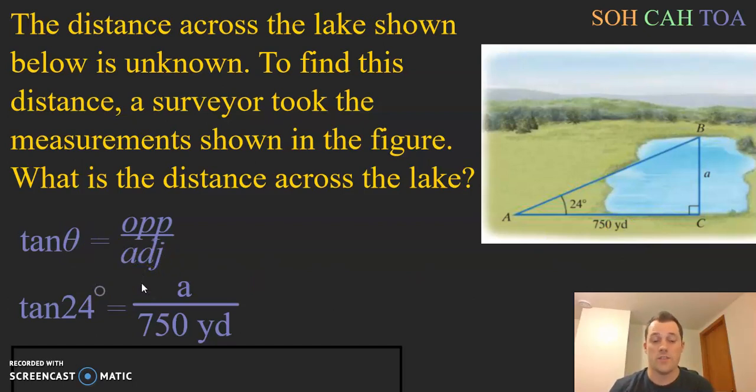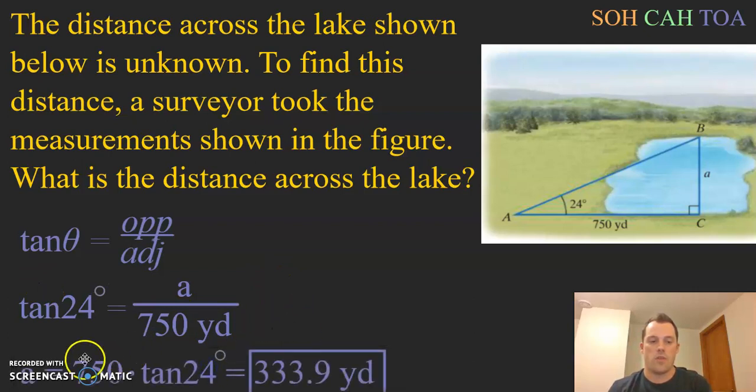And now we go ahead and solve for A. So at this point, we want to get rid of 750. We're going to multiply both sides by 750, so it cancels on the right side. So we end up with A equals tangent of 24 degrees times 750. And once we round that, we get about 333.9 yards.